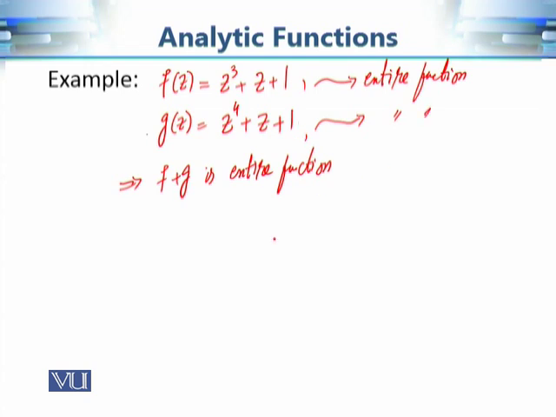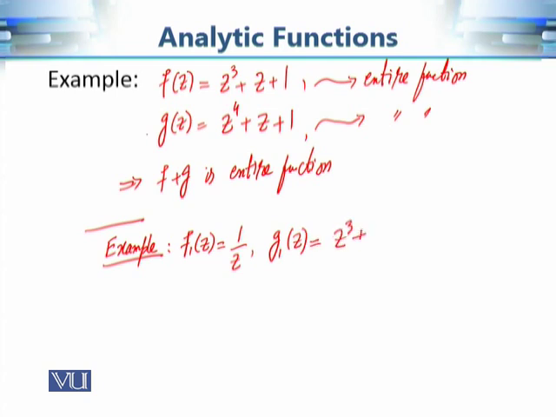And similarly, we can add other functions. So since we have only seen polynomials so far, which are analytic, and some other functions, for example 1 over z, we can consider another example where we take one function to be, for example, a polynomial. Let's say f1 of z to be 1 over z, and let's take another function g1 of z to be, let's say, z cube plus 1.